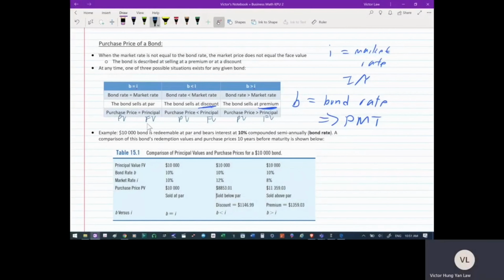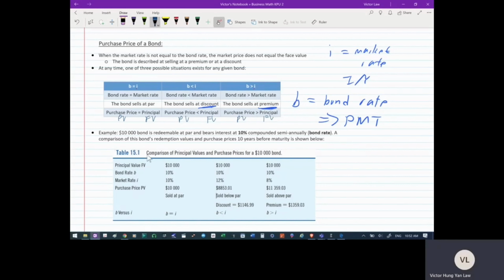If the purchase price is equal to the principal, your face value, then you're buying or selling the bond at par. When your purchase price is less than the future value or the principal, then you're buying or selling at a discount. That makes sense because what you're paying is less than what is stated in the contract. On the other hand, when your purchase price, your present value, is greater than your future value or principal, then you're buying or selling at a premium, because what you're paying is greater than the principal amount.